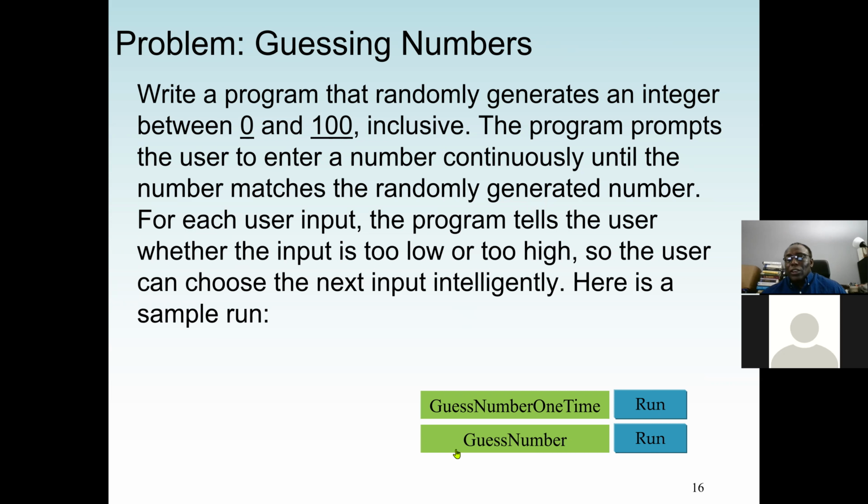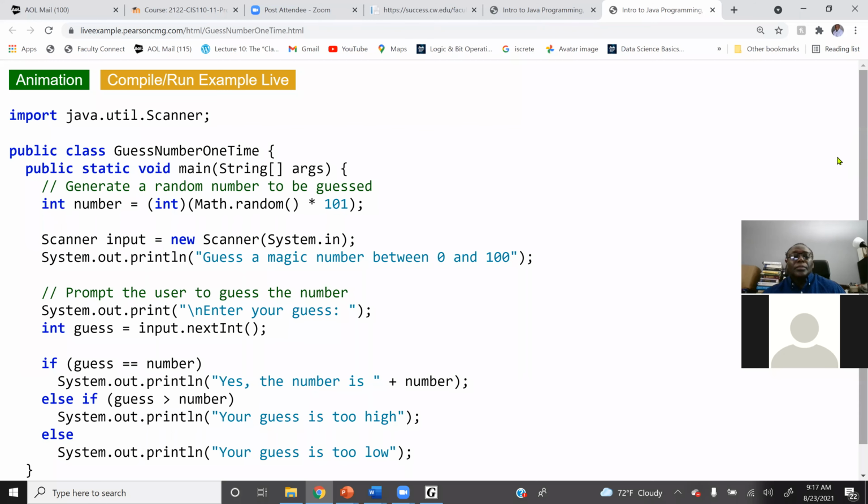So let's see how this works. Since we are going to tell the user to enter the number, after we generate the number, the user is going to guess it. So you have to enter a number. We still need the Scanner class to create our scanner object.